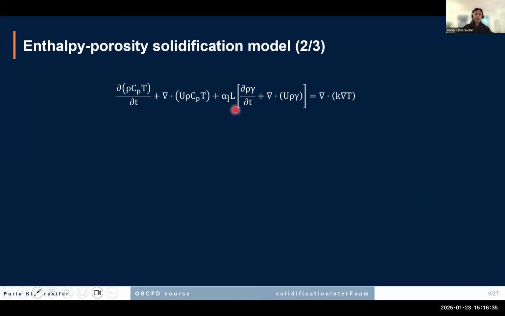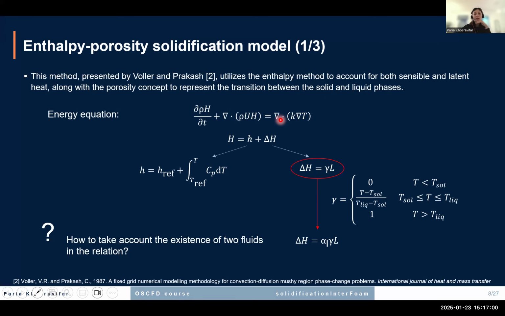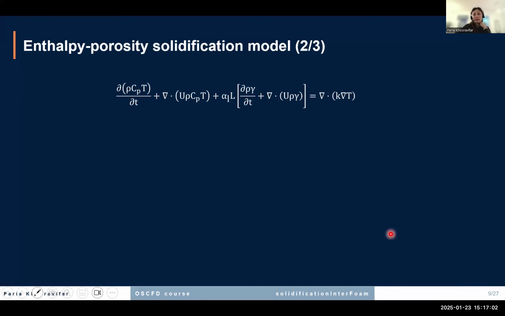And we can see alpha L here, that will ensure that this term, which is related to solidification, will be applied only in the liquid phase, not on the gas phase. One problem with gamma in the original enthalpy porosity method that I defined here is that it needs a special iterative solution to couple between the liquid volume fraction and the energy equation.